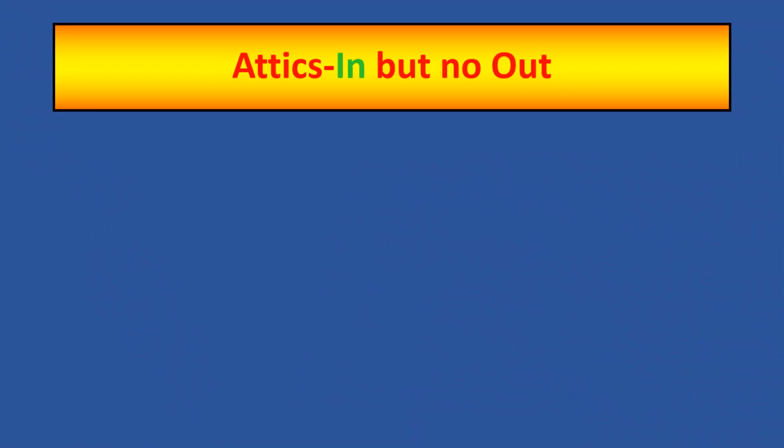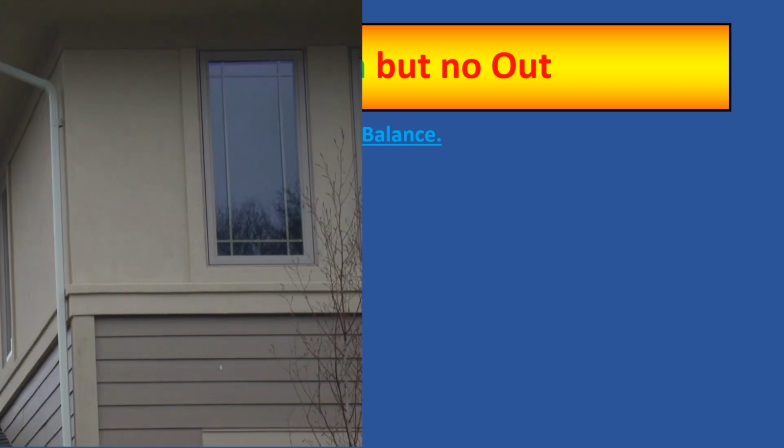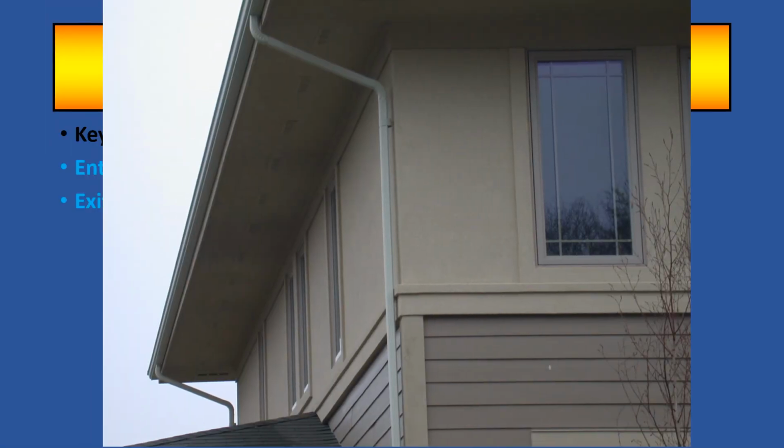All right. Attics: air in, but no air out. Attic ventilation must be balanced. You're going to hear that more often than you expect. Entrance is at the soffit, exit is at the ridge. And that's pretty basic to understand. So let's take a look at this one.